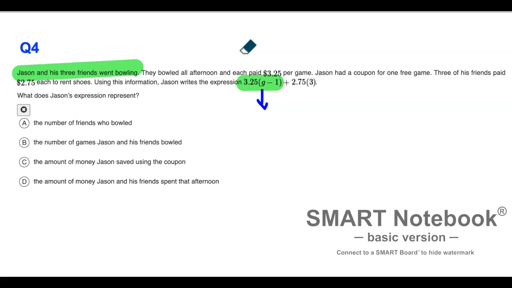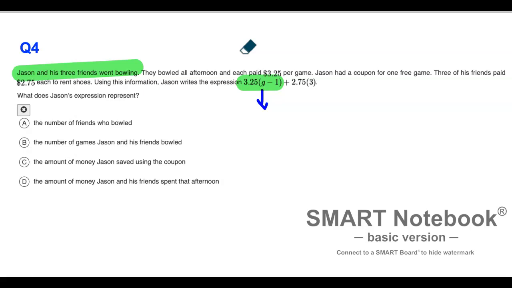Using this information, Jason writes the expression 3.25 times the quantity G minus 1, plus 2.75 times the quantity 3. What does Jason's expression represent? So if we go up and look at the expression, the first part that I have highlighted in green, the 3.25 times the quantity G minus 1.